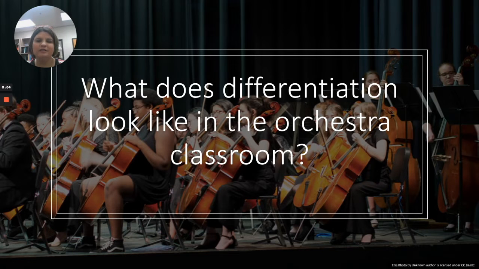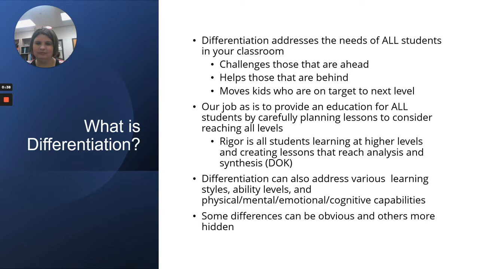So first, what does differentiation look like in our orchestra classrooms? We're going to first talk about how do we know what differentiation is? Well, oftentimes we have students at all different levels. Sometimes our students are really getting the material and they're right on target. Sometimes we have kids that are way ahead. Other times we have kids that are way behind, and often they're all in the same room. Differentiation is really addressing the needs of all learners.